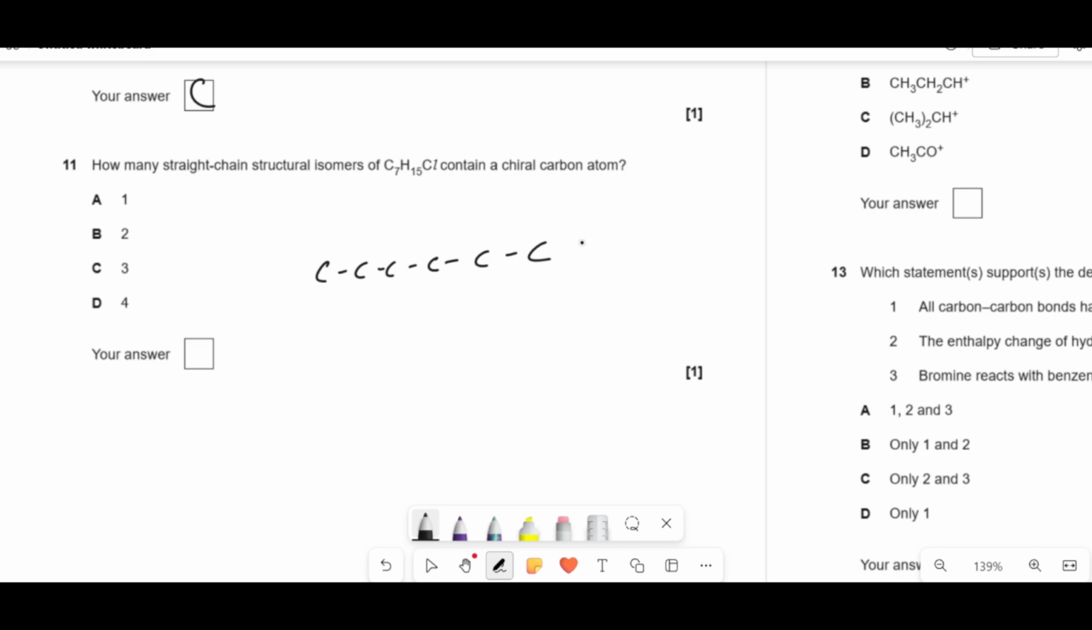It's not, you can't really branch it or do anything else interesting with it. All you can do is move the Cl around, right? So if I put a Cl here, that's going to be this one here, this Cl, that's an H, and then all of this. So that's one chiral carbon.